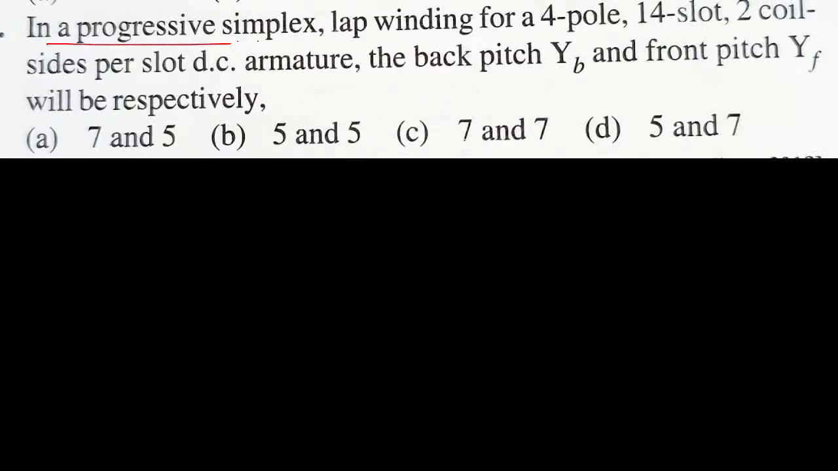In a progressive simplex lap winding for a 4-pole, 40 slots, 2 coil sides per slot in a DC armature, the back pitch YB and the front pitch YF respectively are dash. That is the next question. I know some of you might know the answer because it is a direct formula. If you substitute the formula, you will get the answer. You can try it by yourself if you want. If you don't get the answer or if you don't have any idea, you can keep your attention here.